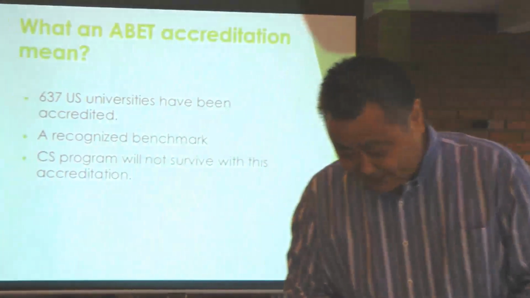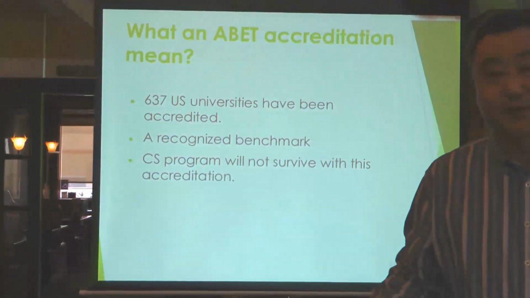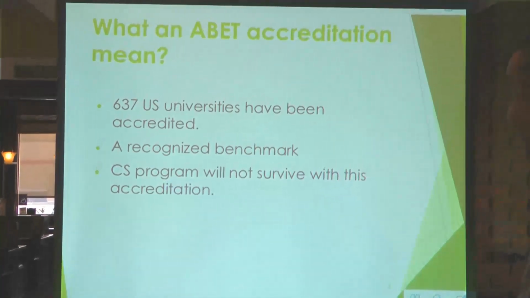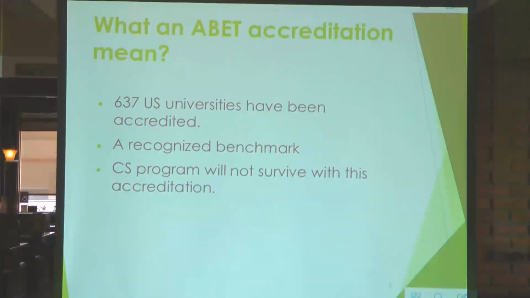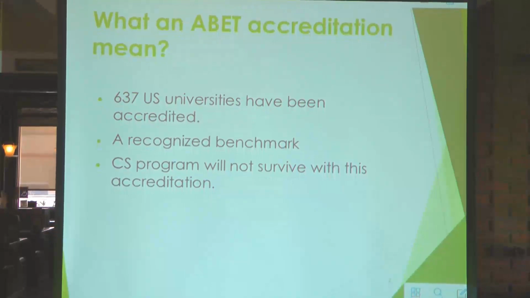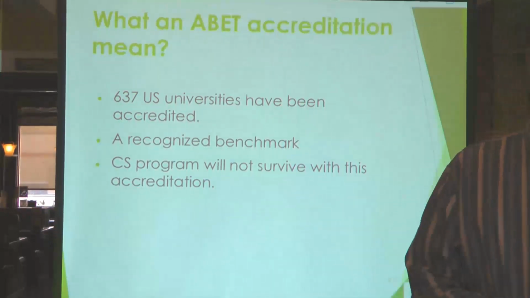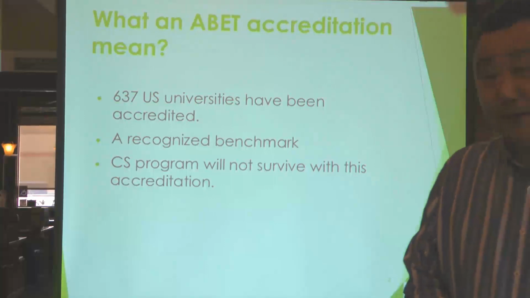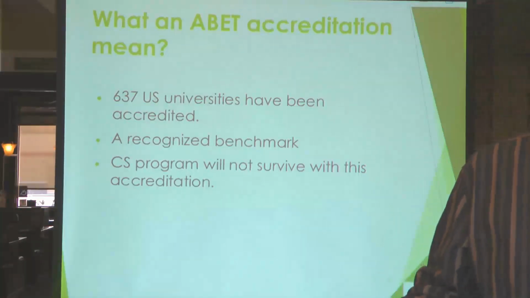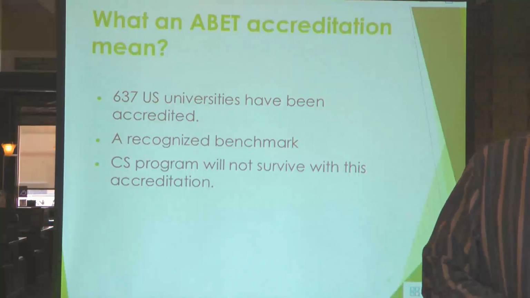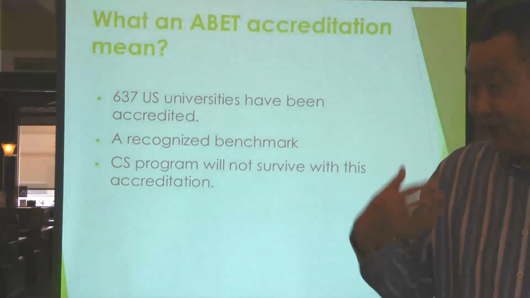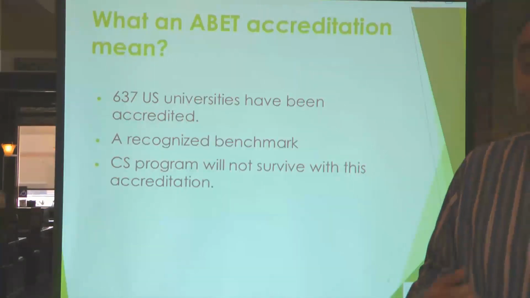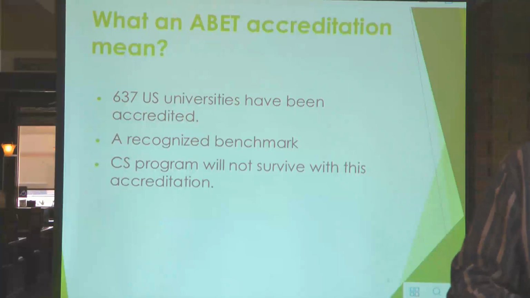What does ABET accreditation mean? Why is this important? We need to answer the question of why. In the United States, 637 U.S. universities have been accredited. It's a recognized benchmark. For a school like Cal State Fullerton, this is extremely important. Without that, we're probably not going to survive, because what we teach probably does not meet the common benchmark required by the community.